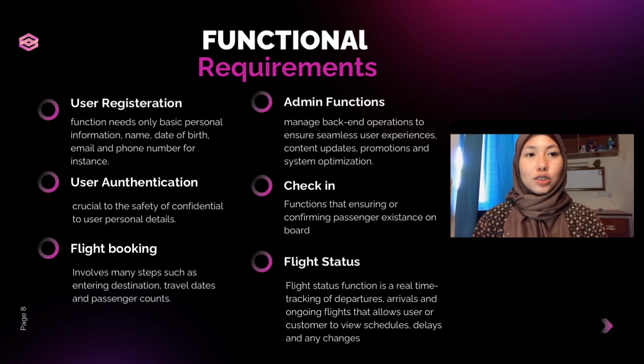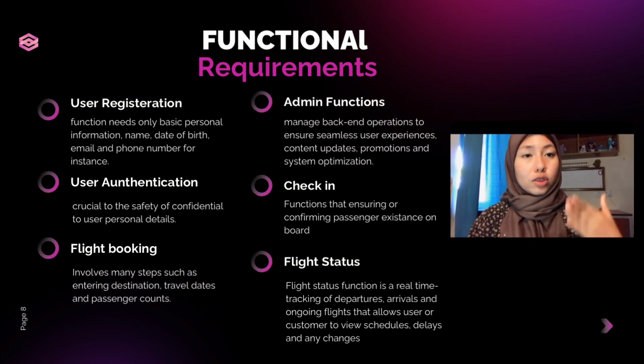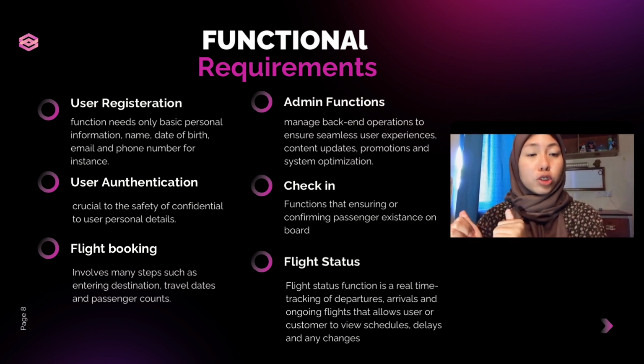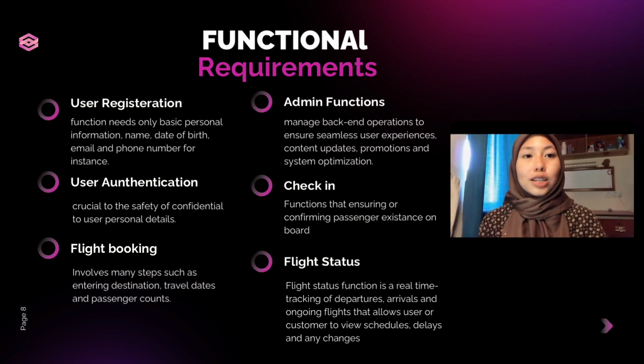The next one is user authentication. Authentication is really crucial in terms of the security of the website. So what the authentication normally does is use a captcha or even ask for an OTP, a one-time password, which will be sent through emails or phone numbers that are already registered. What does authentication do?